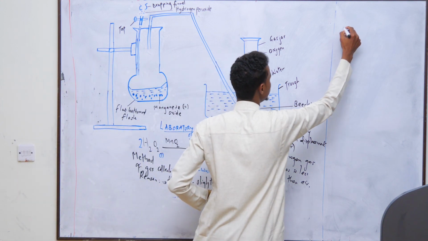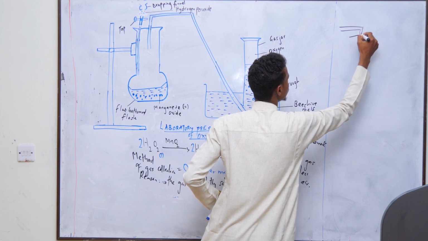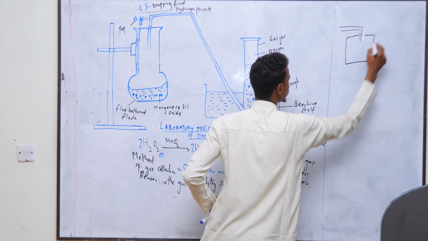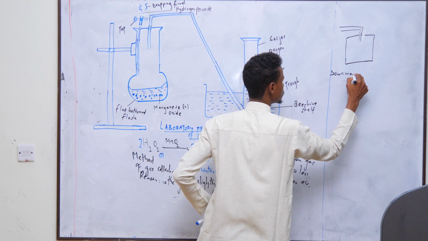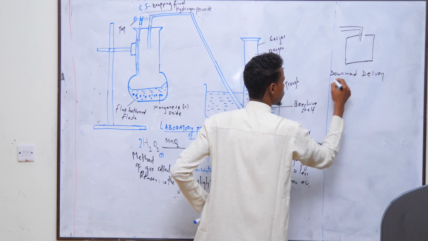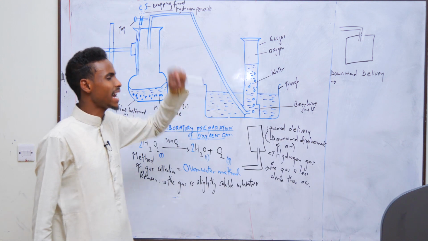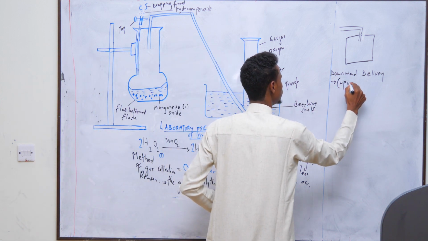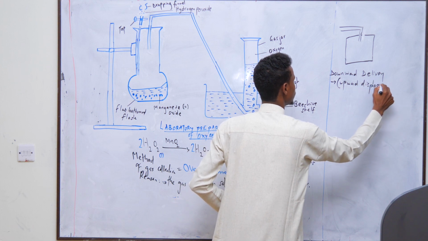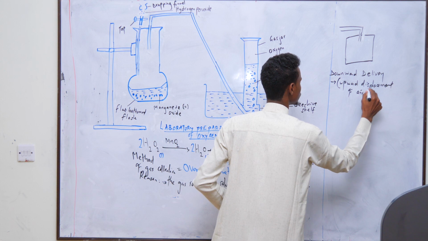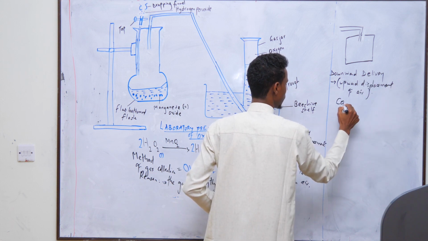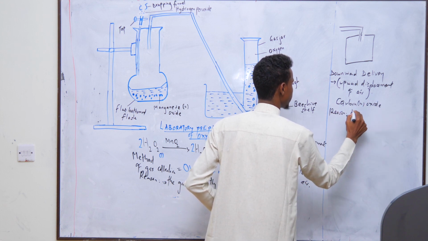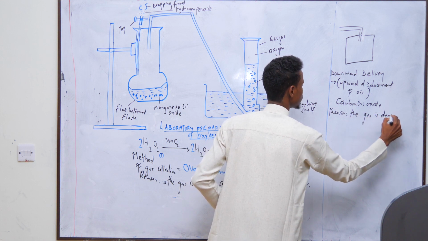Now let's look at the other method of gas collection. It's called downward delivery. The gas is delivered downwards and the air is displaced upwards, and therefore it's called upward displacement of air. E.g., carbon dioxide. Reason: the gas is denser than air.